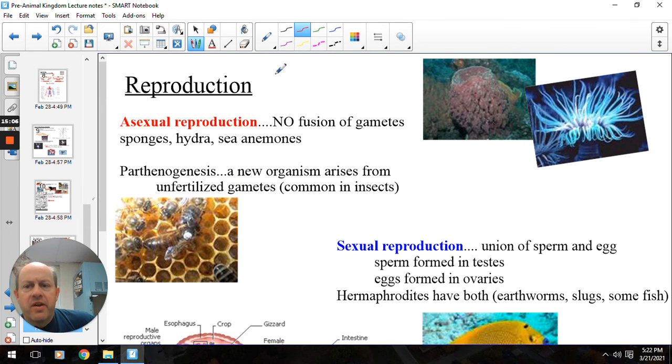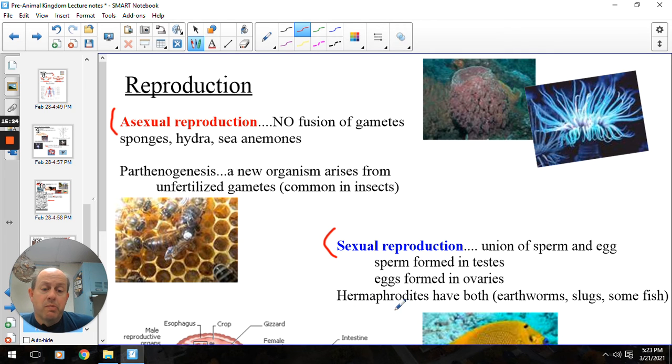And then lastly, we have our reproductive system. And so we know that animals can asexually reproduce. Some animals can, but most animals will prefer to sexually reproduce. And so that's the sperm that are formed in the testes fertilizing with the eggs formed in the ovaries.